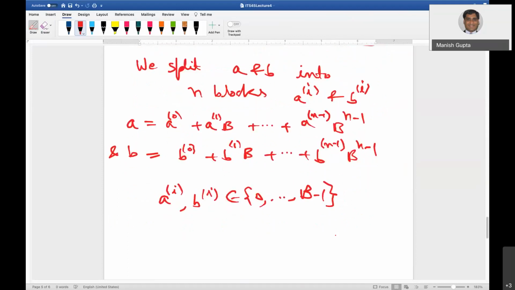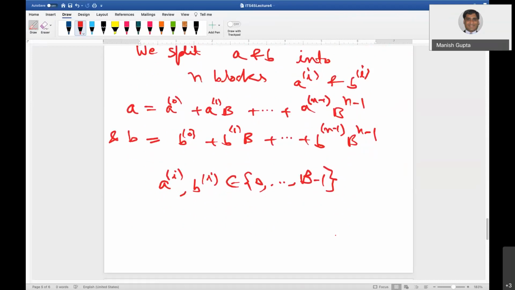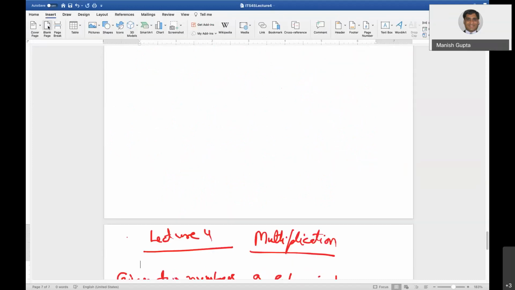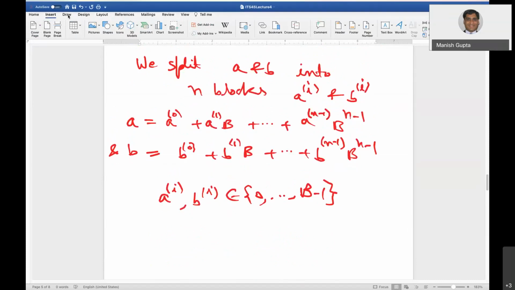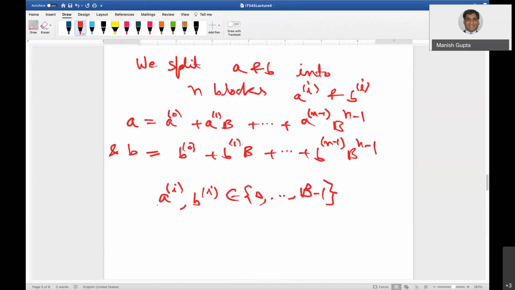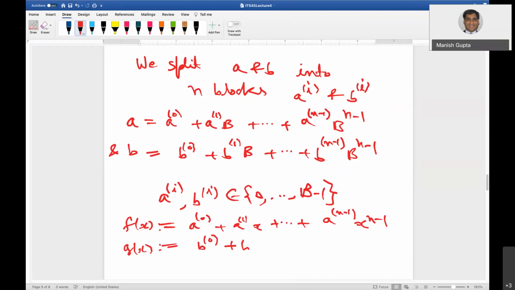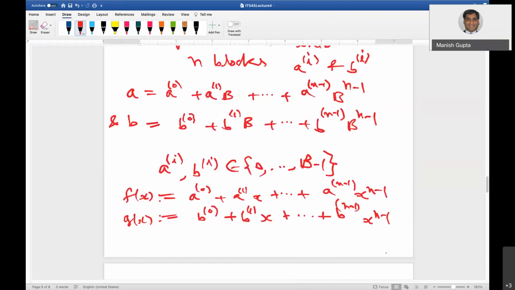Now the difference from the Toom-Cook algorithm: you remember there we split A and B into a constant number K of blocks of size n by K. The technique is exactly similar. What we do here now is form the polynomials f of x equal to a0 plus a1 x plus up to a_{n-1} x raised to power n minus 1, and g of x equal to b0 plus b1 x plus up to b_{n-1} x raised to the power n minus 1. So there are two polynomials of degree n minus 1.